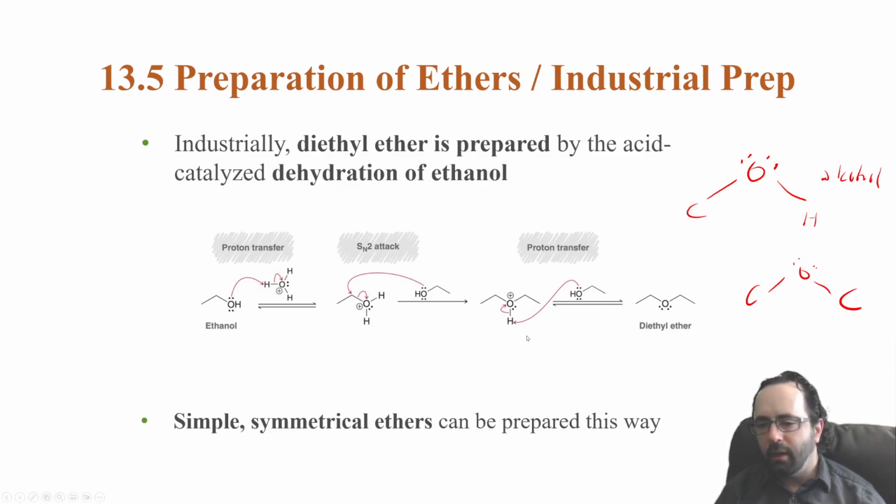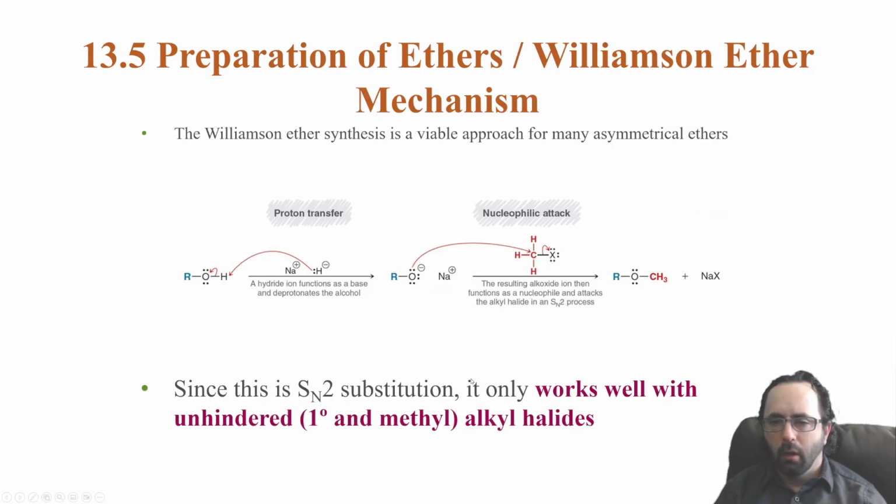So either side of the oxygen is going to be the other side of ethanol, basically. We're going to have two carbons on either side. If you do propanol, it would be the same thing. And so this is only going to be useful for symmetrical ethers. What if we want to make asymmetrical ethers? Then we would want to use the so-called Williamson ether synthesis.